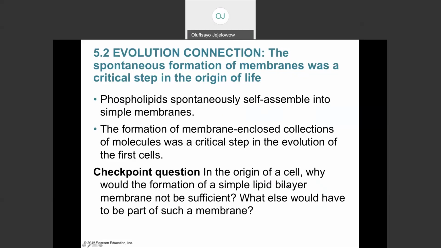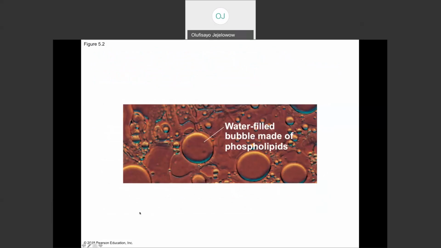In the origin of a cell, why would the formation of a simple lipid bilayer membrane not be sufficient? What else would we have to be part of such a membrane? So this is illustrating the initial laboratory experiment in which water-filled bubbles were made from phospholipids.